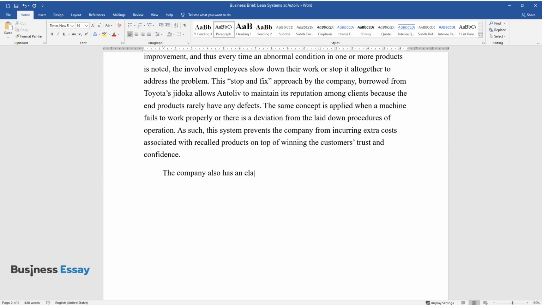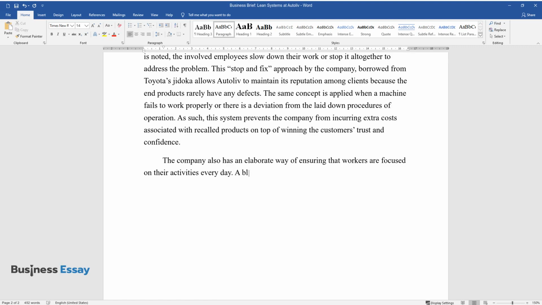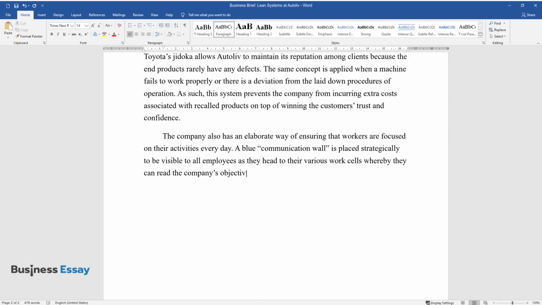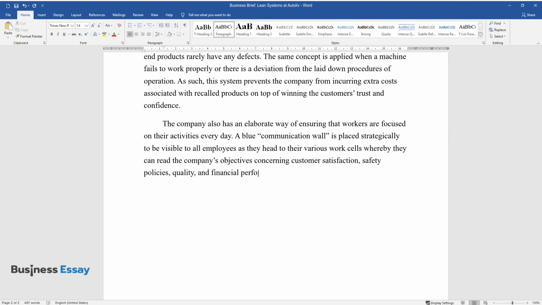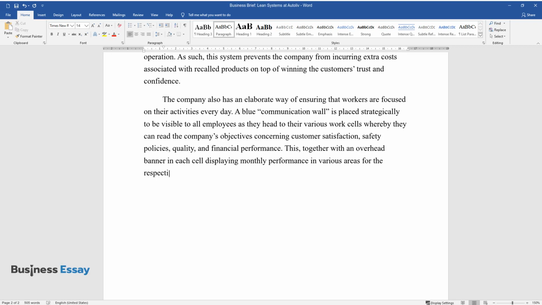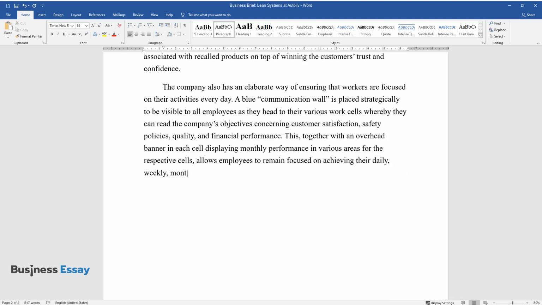The company also has an elaborate way of ensuring that workers are focused on their activities every day. A blue communication wall is placed strategically to be visible to all employees as they head to their various work cells, whereby they can read the company's objectives concerning customer satisfaction, safety policies, quality, and financial performance. This, together with an overhead banner in each cell displaying monthly performance in various areas for the respective cells, allows employees to remain focused on achieving their daily, weekly, monthly, quarterly, and yearly goals.